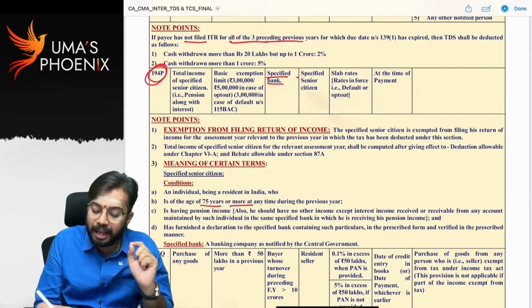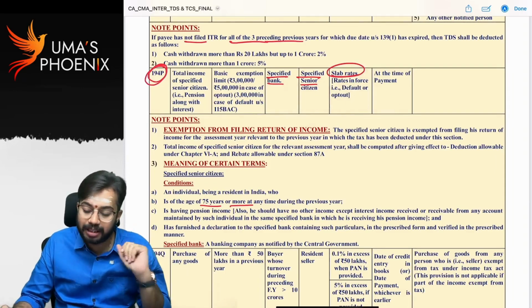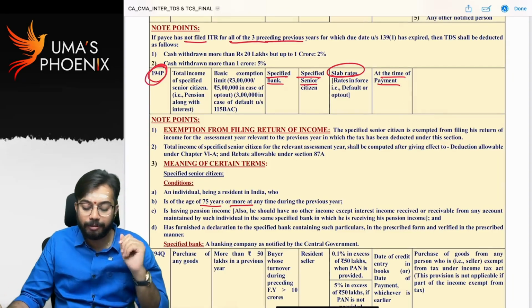Who will deduct TDS? Specified bank. Payee is the specified senior citizen. At what rate will TDS be deducted? Slab rates. When will TDS be deducted? At the time of payment.